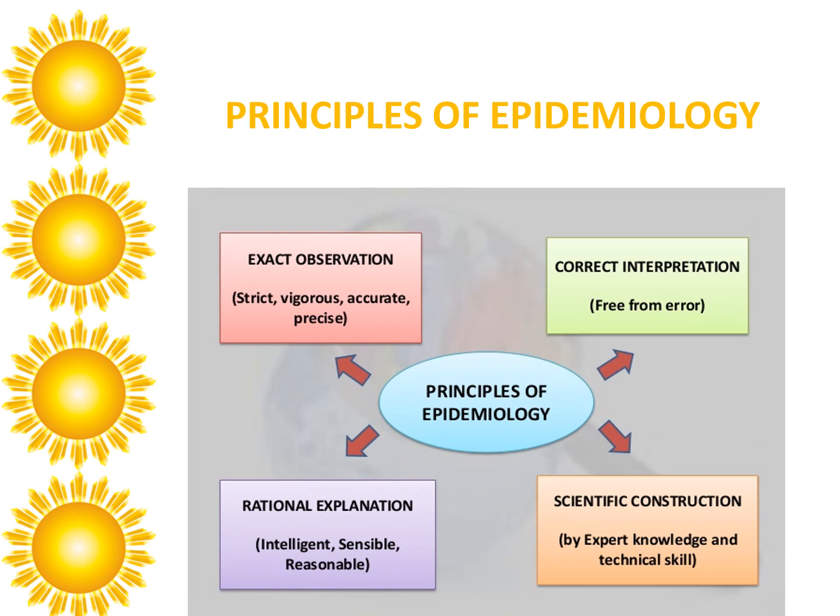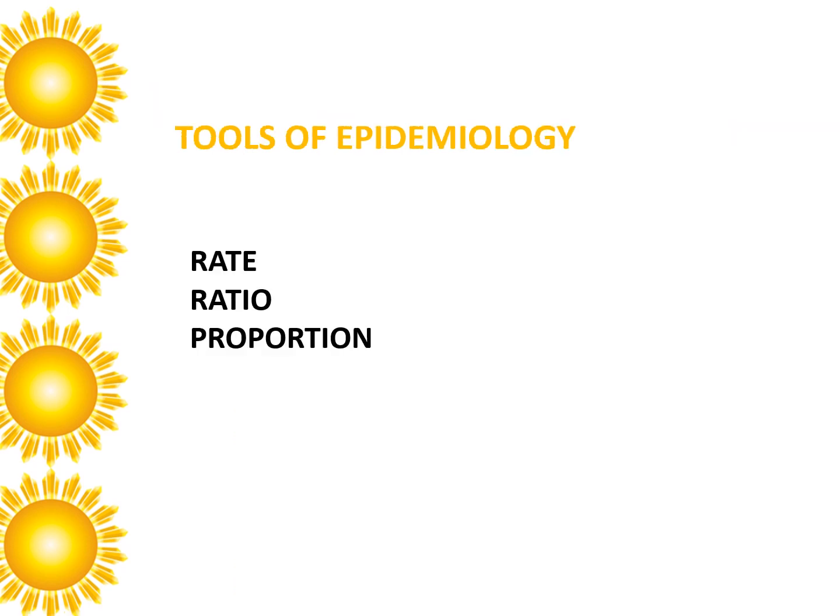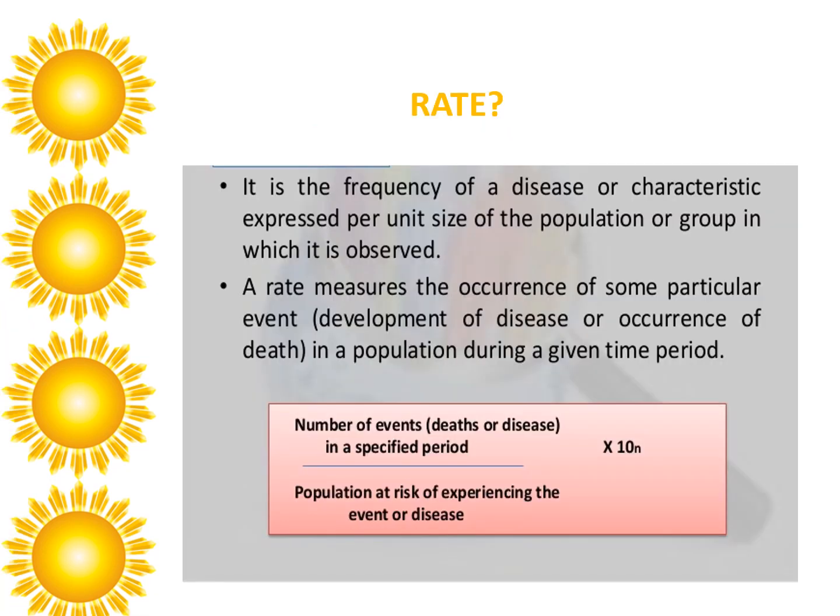And the basic principles of epidemiology include exact observation, correct interpretation, scientific construction, and rational explanation. The tools of epidemiology include rate, ratio, and proportion. What is rate? It is nothing but the frequency of a disease or characteristics expressed per unit size of the population or group in which it is observed.